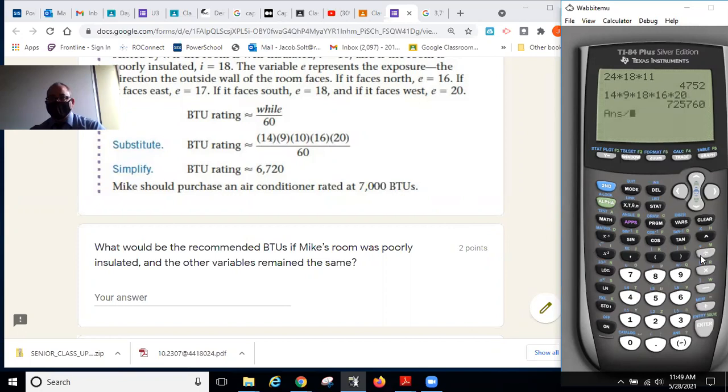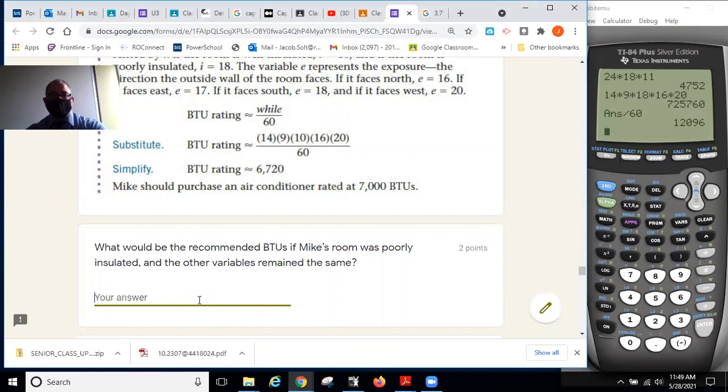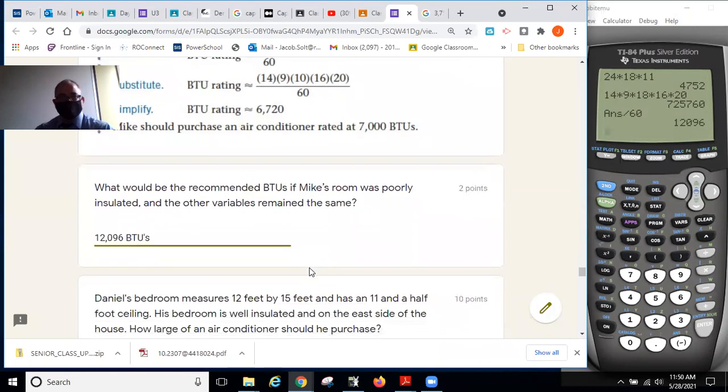All right, that's the big number. I divide that by 60. And now I can see, oh my gosh, if his room is poorly insulated, he needs to buy an air conditioner with about 12,000 BTU. That's a much, much bigger air conditioner. He's looking for something like 12,000 or 13,000 BTUs because his room is now poorly insulated. That made a big difference. He needs to buy almost double the amount of air conditioner because of the poor insulation. That has a big effect.